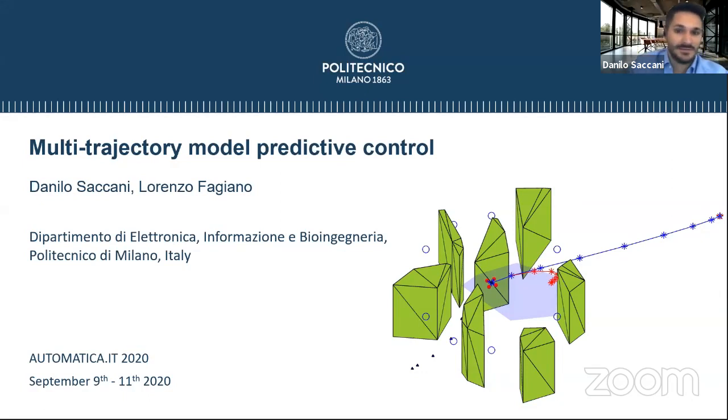My name is Danilo Saccani, and I'm a PhD candidate at Politecnico di Milano. Today, I present my research work titled Multi-trajectory model predictive control, which was done under the guidance of Professor Lorenzo Fagiano, and that introduced a novel MPC formulation where multiple state trajectories are considered in the same finite horizon control problem.